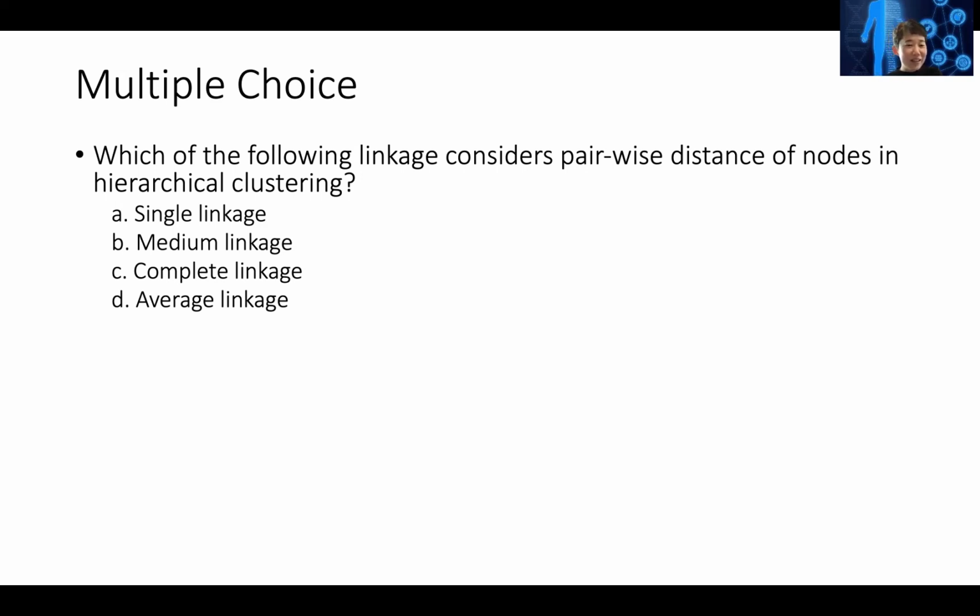The answer is D, average linkage. Complete linkage is the maximum. Single linkage is the minimum. Yeah, so average linkage is using the average pairwise distance. Single linkage is using the minimum distance of the, I guess, yeah, sorry, maybe this question is not as clear.